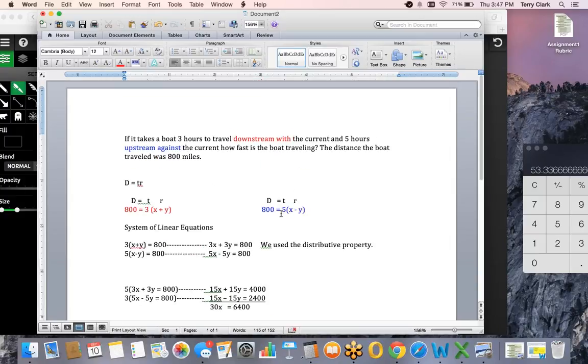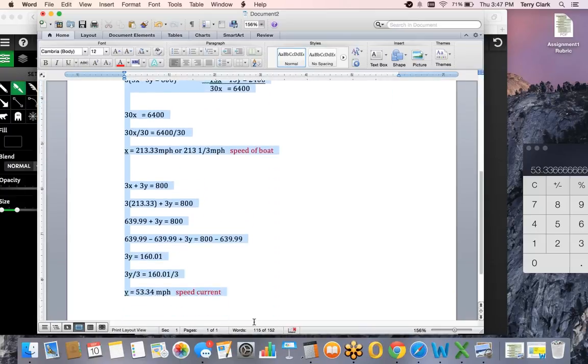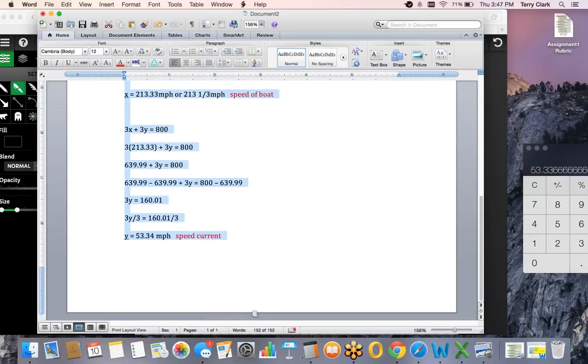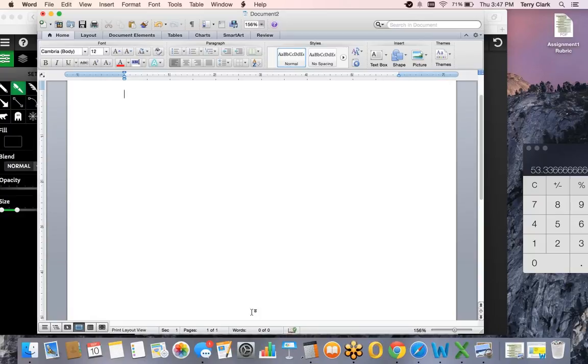So what other concepts would you guys like to work with today? Okay, so we did the DTR formula. Do you guys want to see another system of linear equations without the DTR involved in it? Just a raw math problem with the system of linear equations?